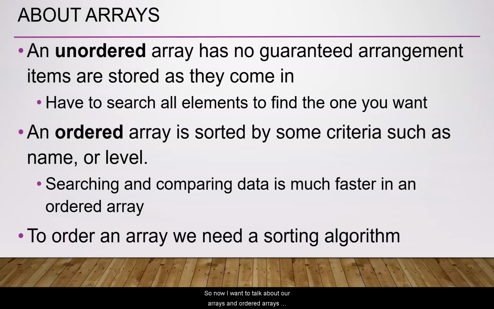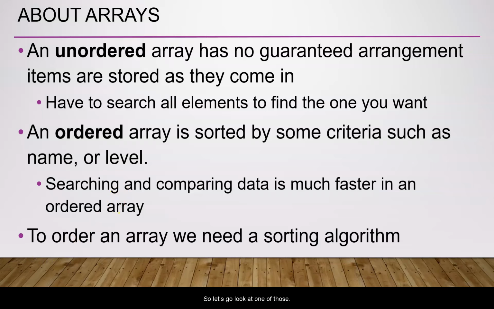So now I want to talk about arrays, and ordered arrays and unordered arrays. What an unordered array is, is kind of what we've been working with all along, where you just have an array of different elements in it. Even with the dragon structs that we made, we have an array of them and they're in no particular order.